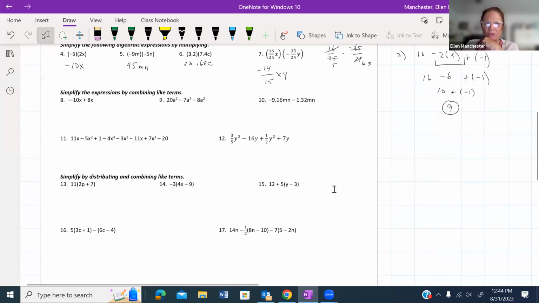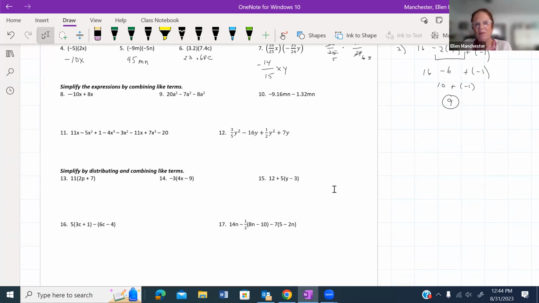All right, and then combining like terms. All that means is you are looking for the exact same thing. Same variable, same exponent. If they are different in any way, then they are not like terms. So for instance, on number 8, you have negative 10x and you have 8x. So think of the x as an item. I have negative 10 of this item and I have 8 of this item. When I put it together, I end up with negative 2 x's. Notice it's not x squared because x is an individual item. I have negative 10 of them and I have positive 8 of them. When I put it together, I have negative 2 of those things.